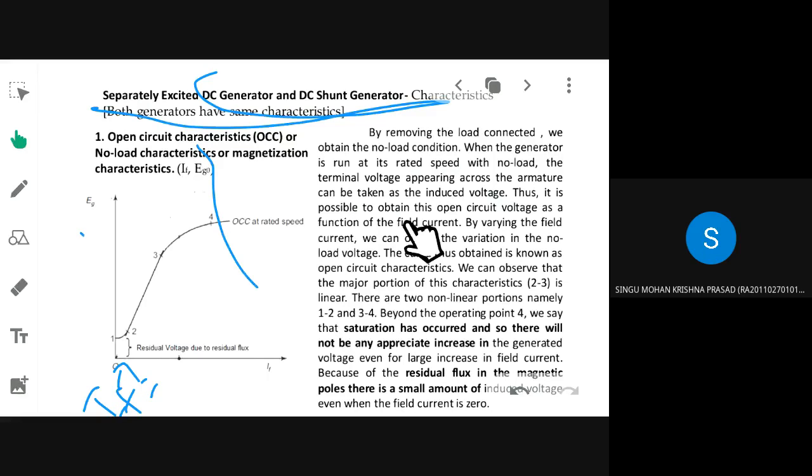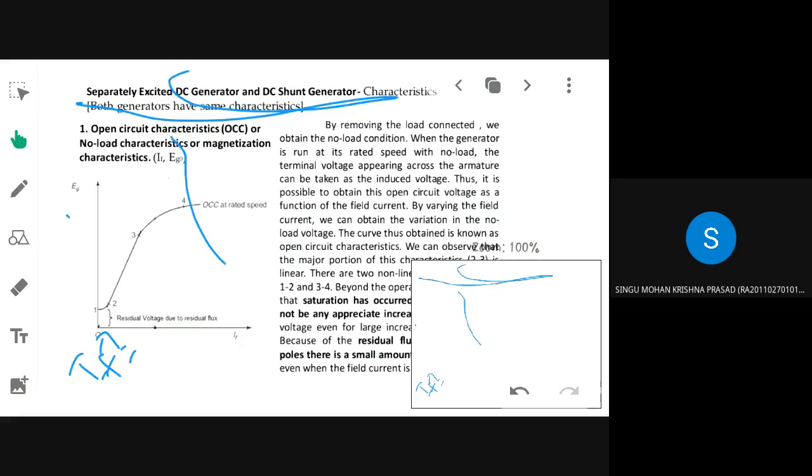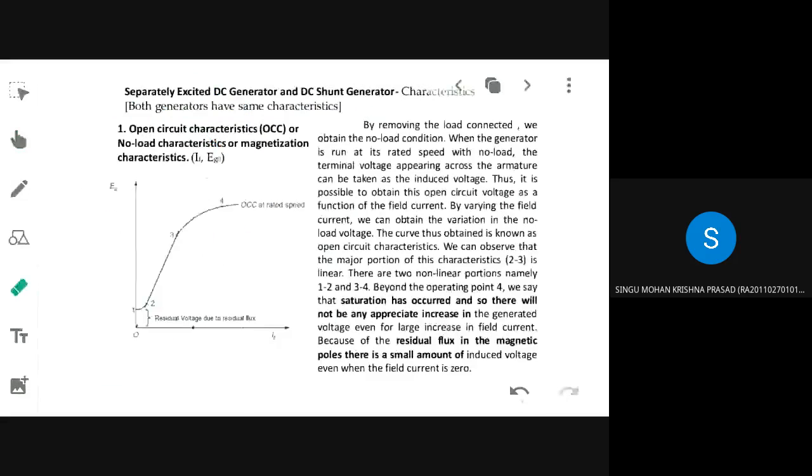Now, apart from this OCC, you have another set of characteristic curves. What are the other sets of characteristic curves? This one is drawn under no load condition. Two more characteristics will be drawn under load condition. What is the name of the characteristics? Internal and external.